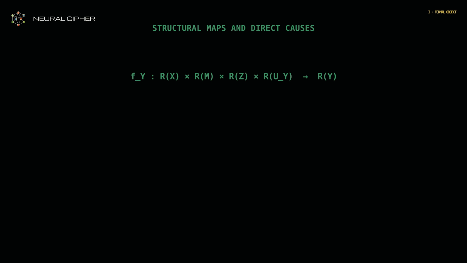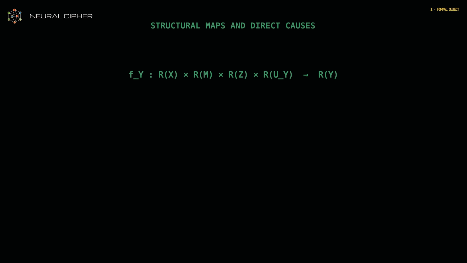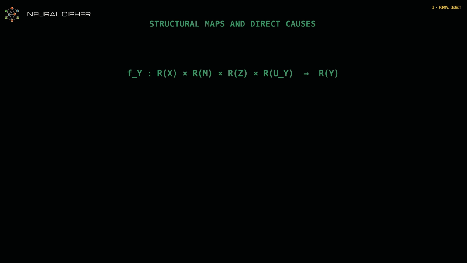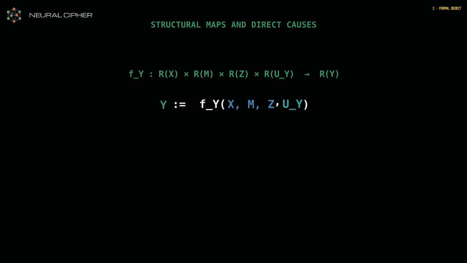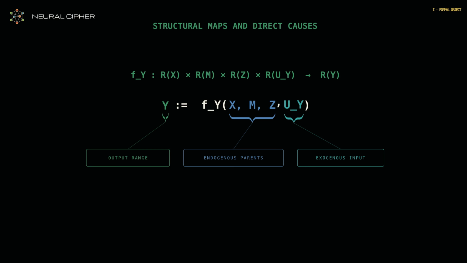For each endogenous variable V sub i, its structural map takes selected endogenous parents and selected exogenous inputs into the range of V sub i. We write := to mark assignment. The parent set is not defined by correlation, it is defined by functional dependence in the structural map. If changing one argument while holding the others fixed can change the output, that argument is a direct cause relative to this model. Algebraic invertibility does not reverse that claim.